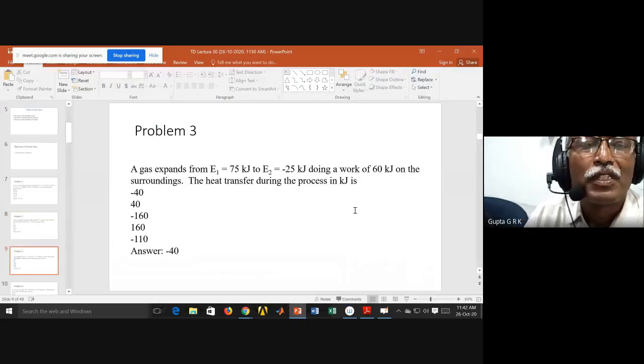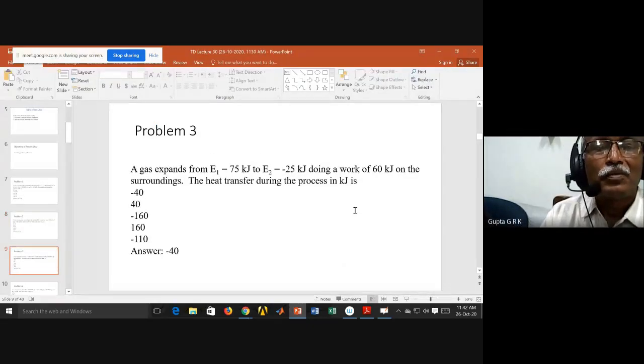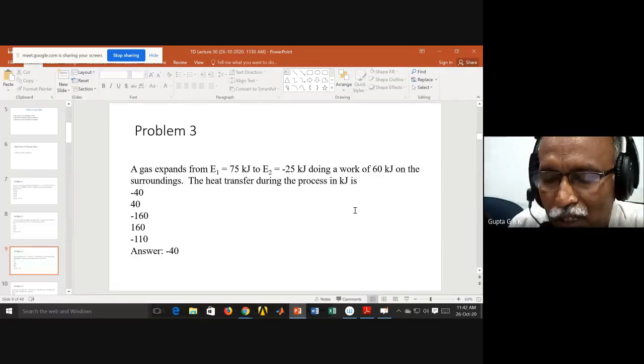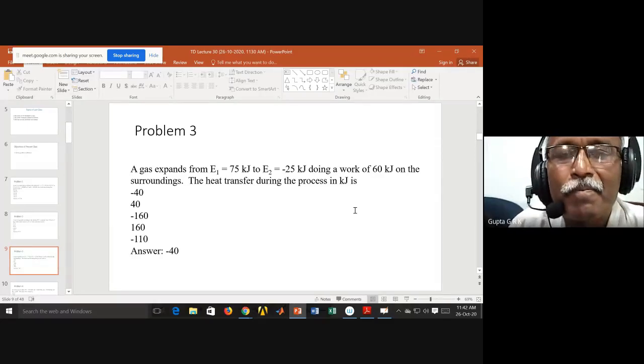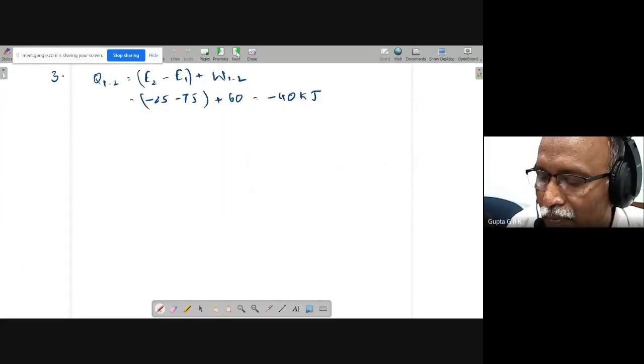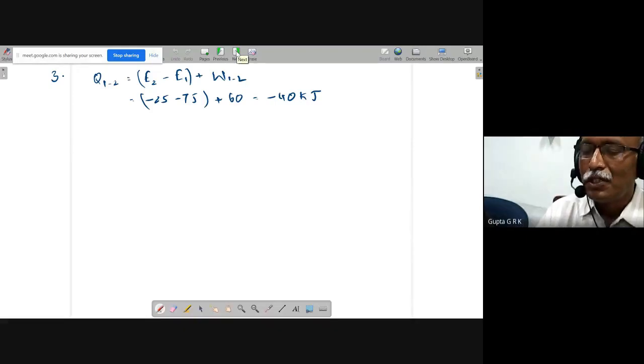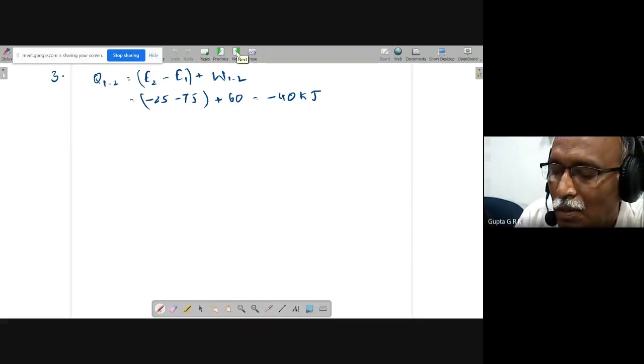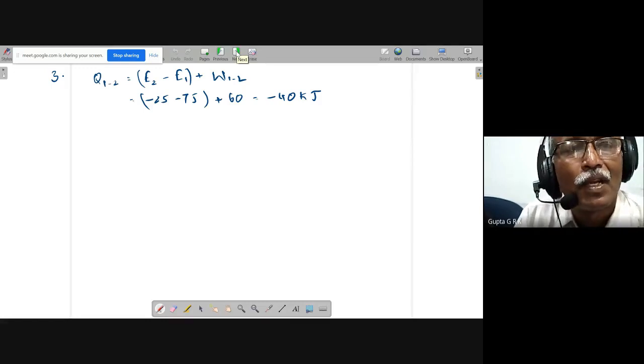Going to problem 3. Again, this is a simple problem. E1 and E2 are given, doing work of 60 kilojoules. And so 60 kilojoules is positive on the surroundings, find the heat transfer during the process. So we have to just take the first law of thermodynamics. So Q12 is equal to E2 minus E1 plus W12. So minus 25, minus 75, plus 60, minus 40 kilojoules.